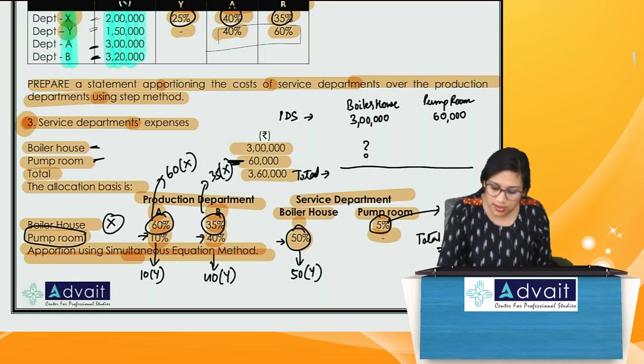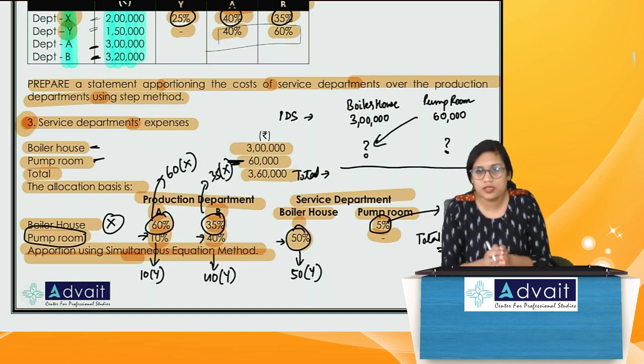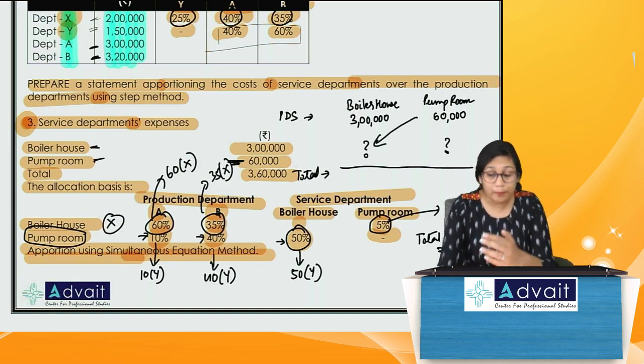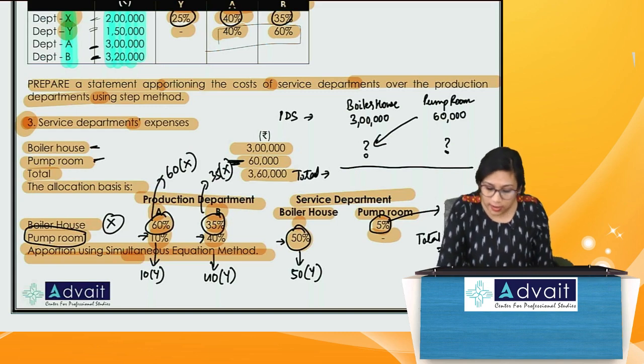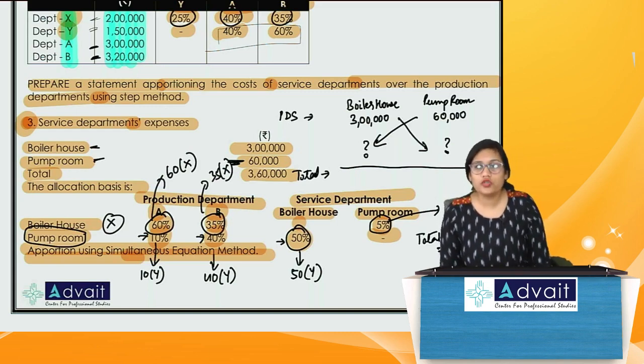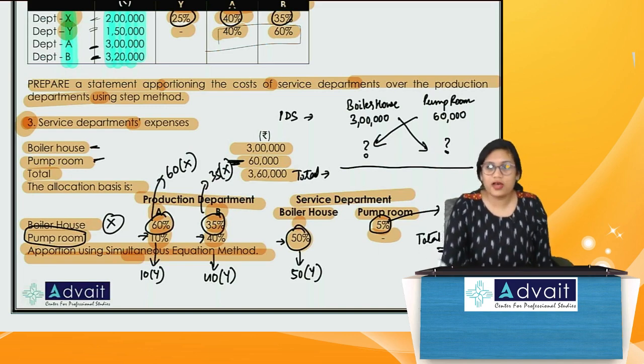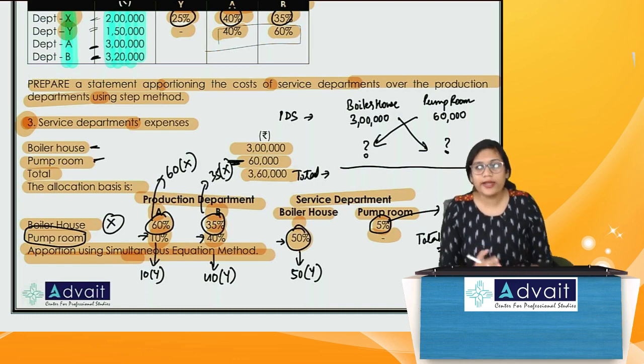Something should come here. How? Pump house should send something here because pump house is serving boiler. Pump room is serving boiler house, and similarly something should come here from boiler house. Now that's something we don't know. Correct? Neither do we know the total, because we don't know these two figures, these two question marks. I cannot calculate my total also.